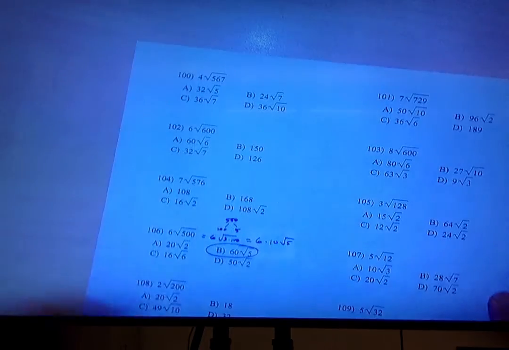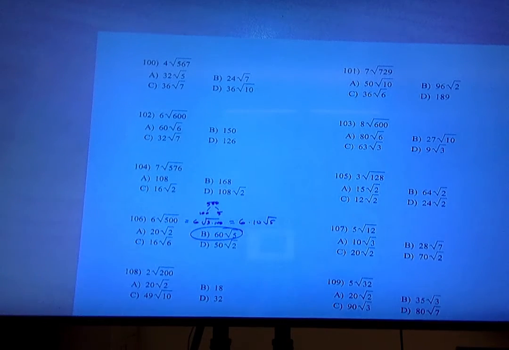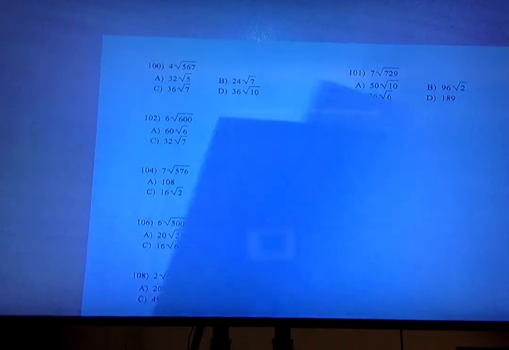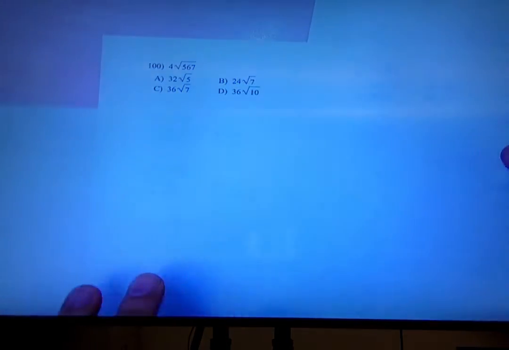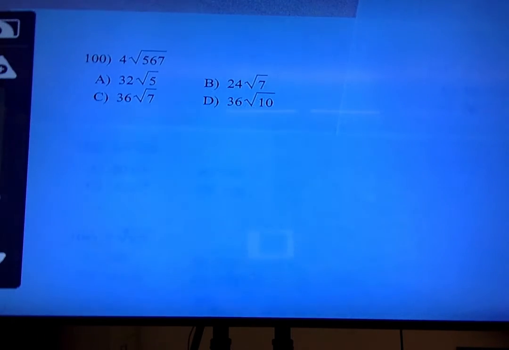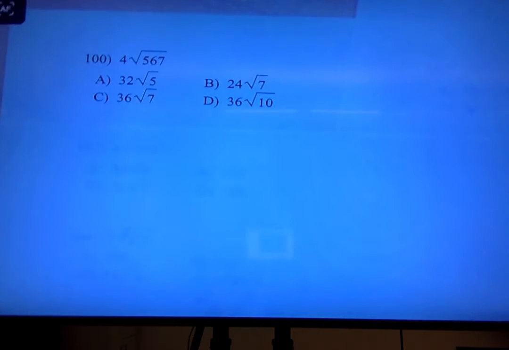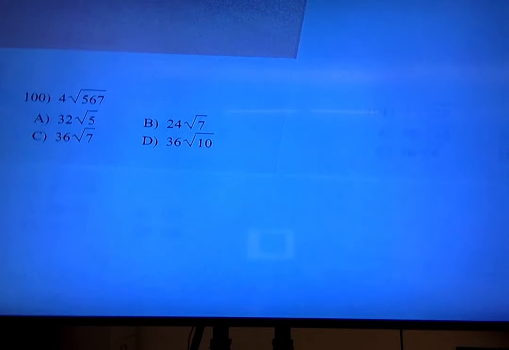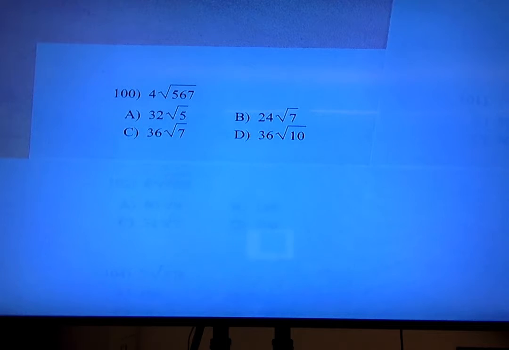Okay, so I'm going to start off with problem number 100. Okay, let me just zoom in. Make sure that looks okay there. Yep. Okay, so this is problem number 100. So we're asked to simplify 4 times the square root of 567.